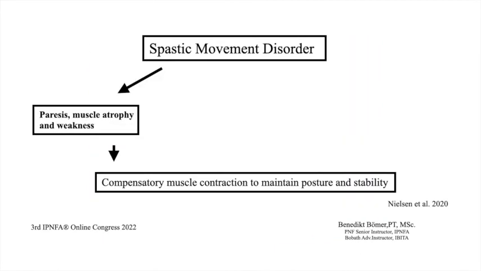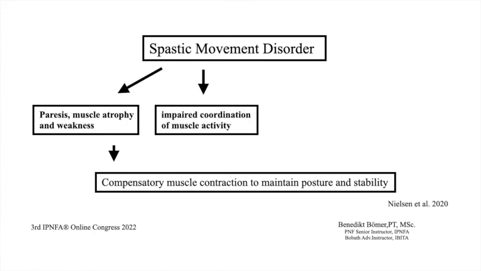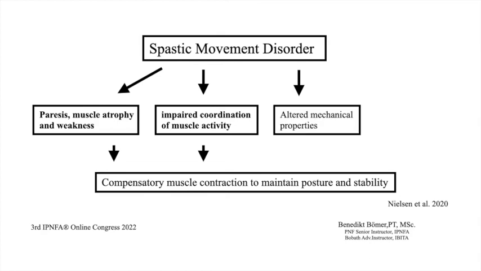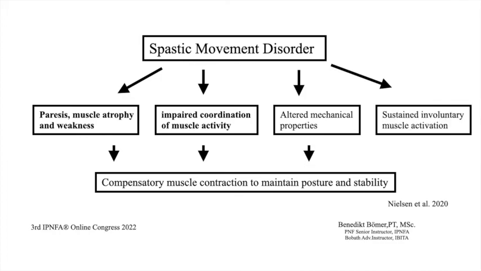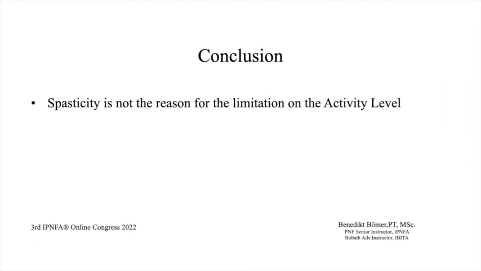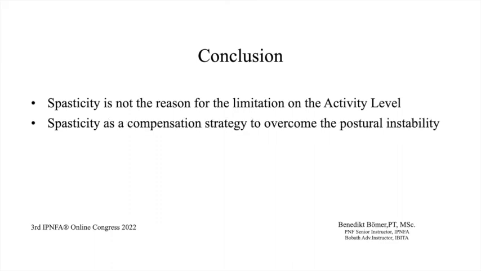Now, I was highlighting in my lecture the paralysis and the muscle atrophy and the result that we need this compensation of muscle contraction to maintain posture and stability. I was highlighting also the impaired coordination of muscle activity. As I said at the beginning of my lecture, the topic is too big for me to discuss every point. Also, a huge topic is the altered mechanical properties and this sustained involuntary muscle activation. The conclusion of my lecture: spasticity is not the reason for the limitation on the activity level. Spasticity is seen nowadays as a compensation strategy to overcome the postural instability.